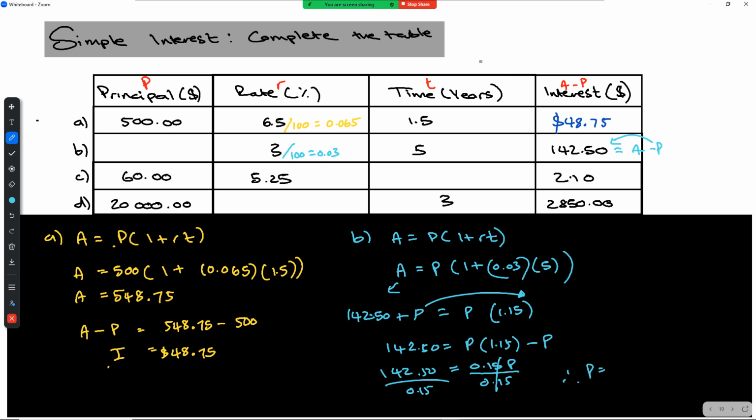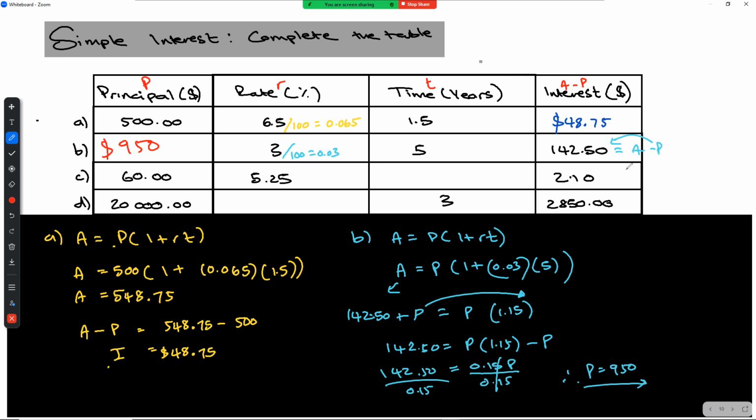And my P will come to 142.5. So the quickest way would be to convert that into 142.5 divided by 0.15, which comes to 950. So P has to be 950. And if you worked it out, you'd get A, and then once we get A minus P, it'll come to 142.5.